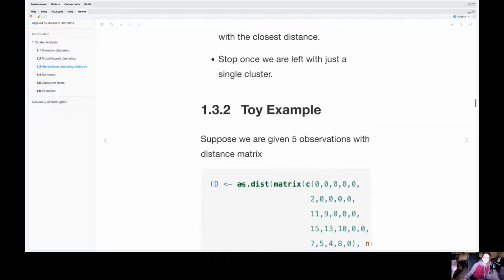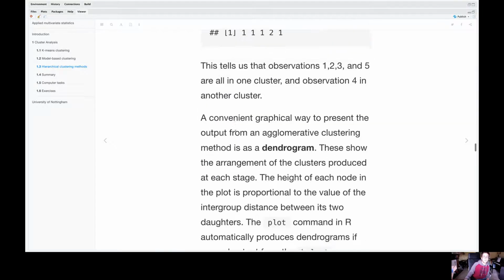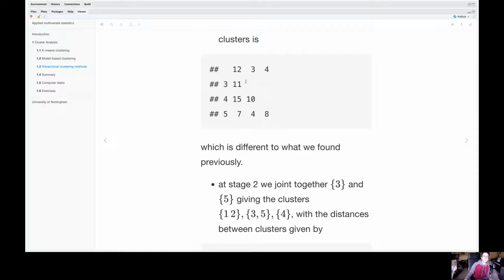So if we go back to our original distance matrix here, we've joined 1 and 2 together. So what's the distance from 1, 2 to 3? Well, with complete linkage, it's the maximum distance. So these are the 2 distances from 1, 2 to 3, so we're going to get a distance of 11. The distance between 1, 2, and 4 is going to be the maximum of those distances, so it's going to be 15. The distance between 1, 2, and 5 is going to be 7. If we go down, we get this new distance matrix.